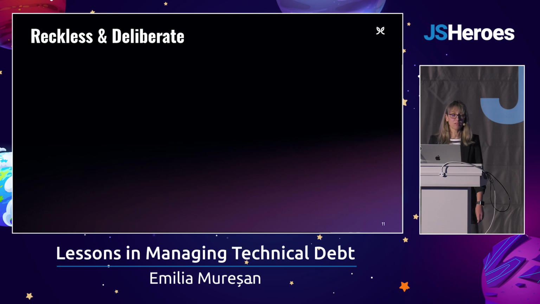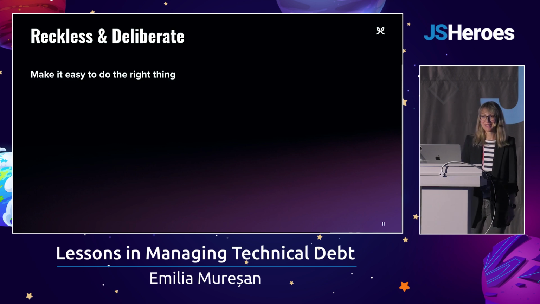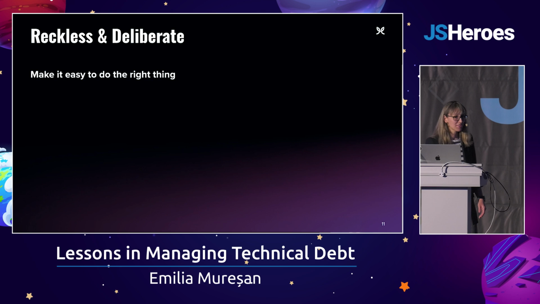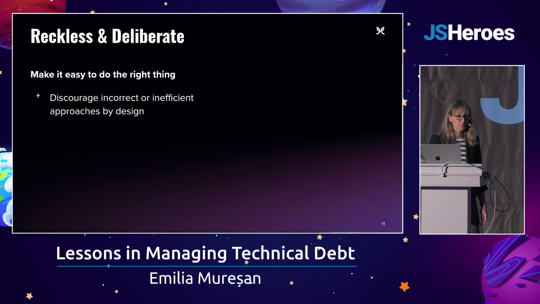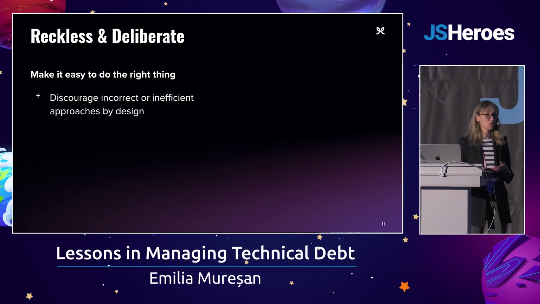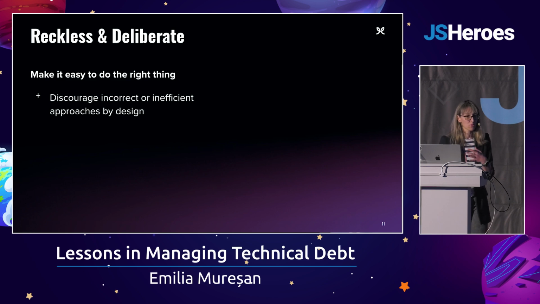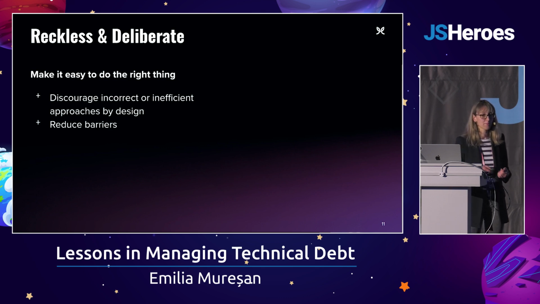So there's a principle called make it easy to do the right thing. That emphasizes designing systems and tools where developers are naturally encouraged towards and guided towards best practices without friction. So one way to do it is to discourage incorrect or inefficient approaches by design, and this is where React Testing Library helped us a lot by deliberately having a design that restricted testing implementation details.